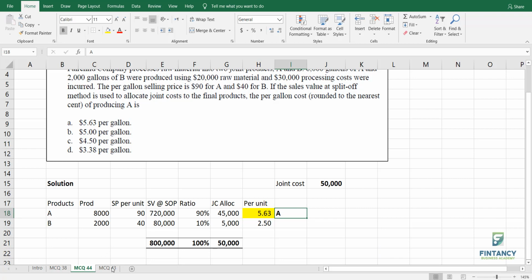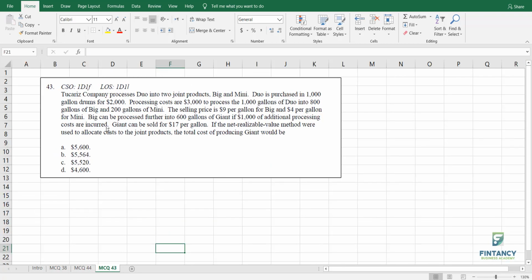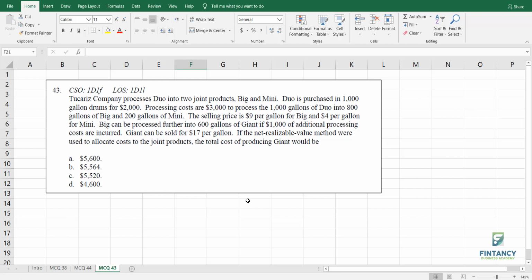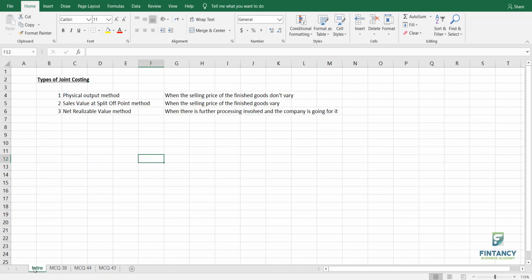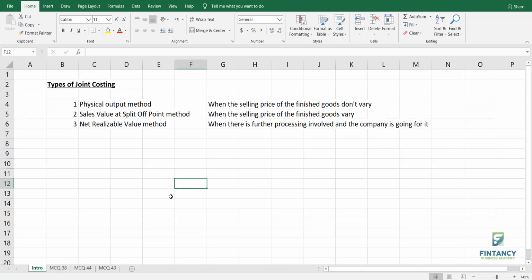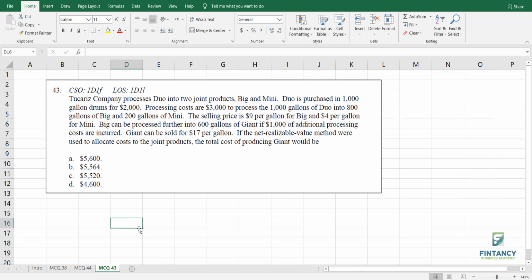So my friends, moving on, we are going to MCQ number 43, which is on the third method. What is our third method? Remember, the third method is NRV method. Okay. So whenever there is further processing involved, and the company wants to further process, we will use this method, NRV method. Now they say if the NRV method were used to allocate the cost to the joint products, the total cost of producing joint would be. Let's see.